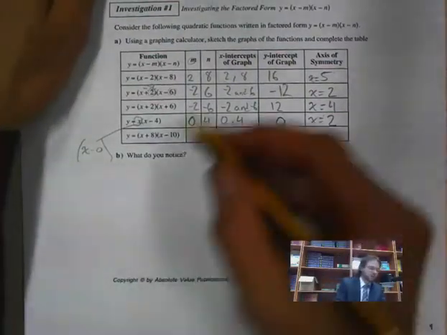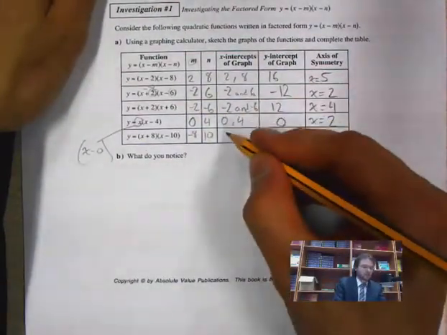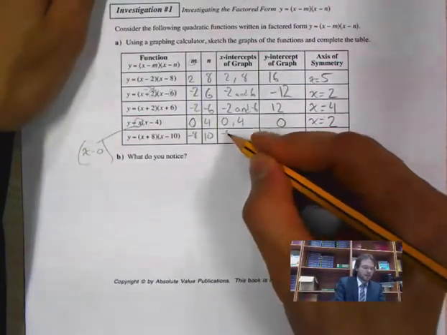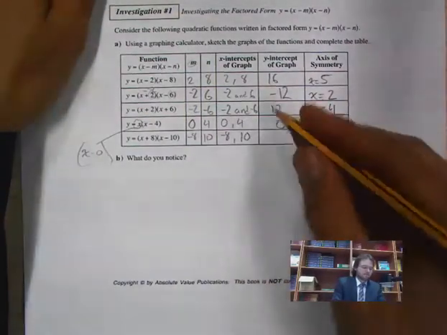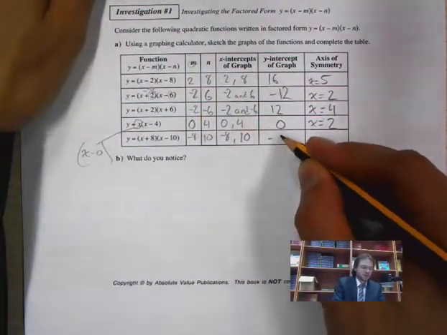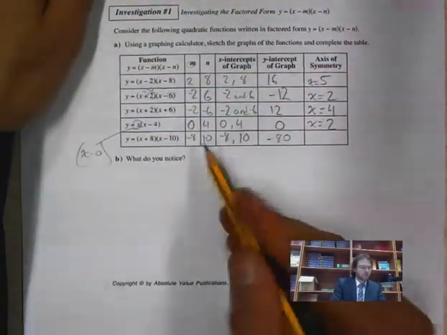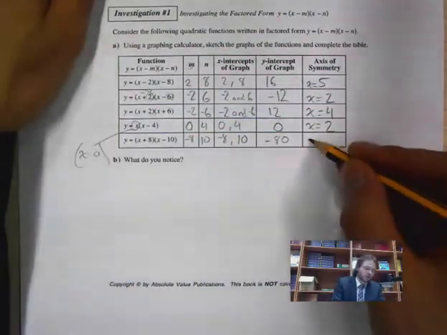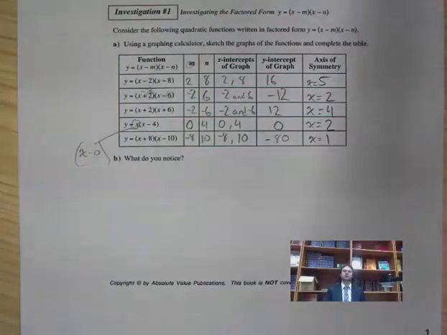Now let's take a look at this one. This next one here is -8 and 10. So that is when we have -8 and 10 are going to be my x-intercepts. I'm going to say my y-intercept is going to be -80. Well, that's interesting. And then this one here is going to be 1. Got a lot to think about that one. Shouldn't have taken me that long.